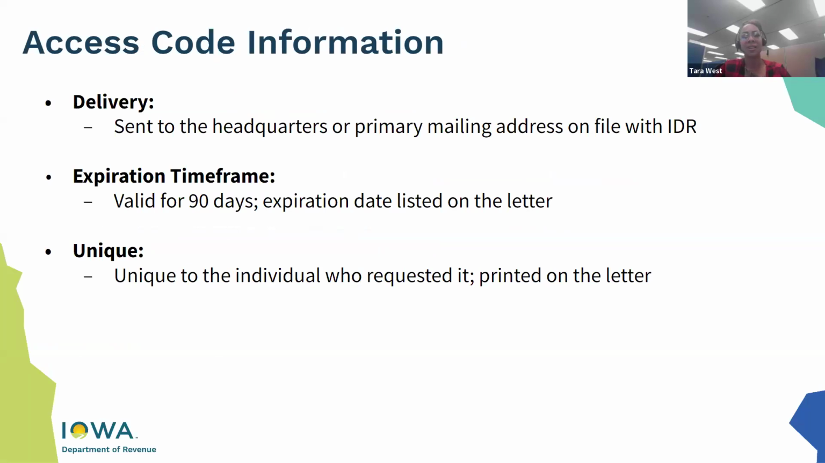Now that we've covered the access types, let's talk about what happens after you request access to an account. Access codes are mailed to the primary or headquarters mailing address on file with the department. They are valid for 90 days, and they're going to be unique to the username that requests them. So John Smith's access code he requested within his logon will not work for me inside my logon.